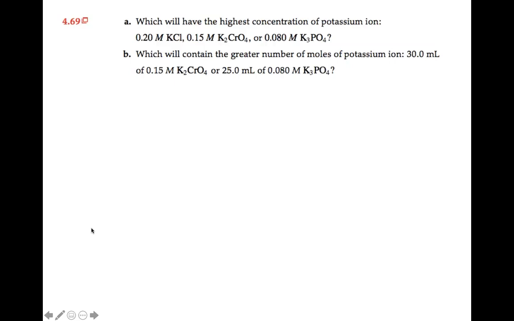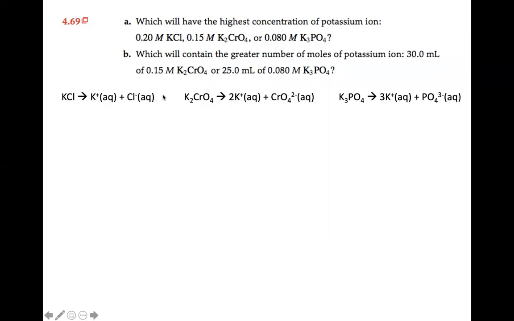This question right here, these are end of chapter ones that are related in some ways to that skill that I just had. That very first one, 4.69 part A, I think is exactly on that point that I just raised. Which of these will have the highest concentration of potassium ion? 0.2 molar KCl, 0.15 molar K2CrO4, 0.080 molar potassium phosphate. In each of these, in order to answer it, I first have to ask, how does it dissociate? That's another way of saying, what's in the beaker?